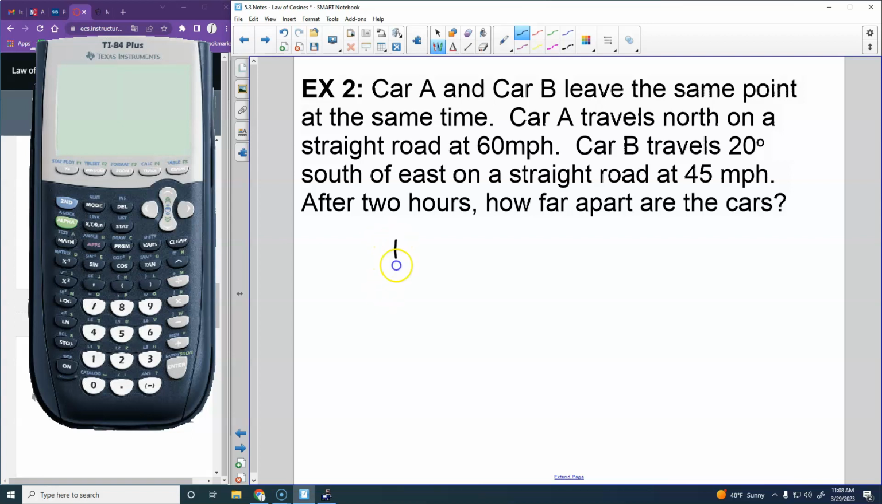So here I'm just going to do the X and Y axis. The easiest place to have them start from is the origin. So we've got car A, and car A travels north at 60 miles an hour. So A is right here. For 2 hours, so how far does car A go? 120 miles. So let's say that car A has just robbed a bank.